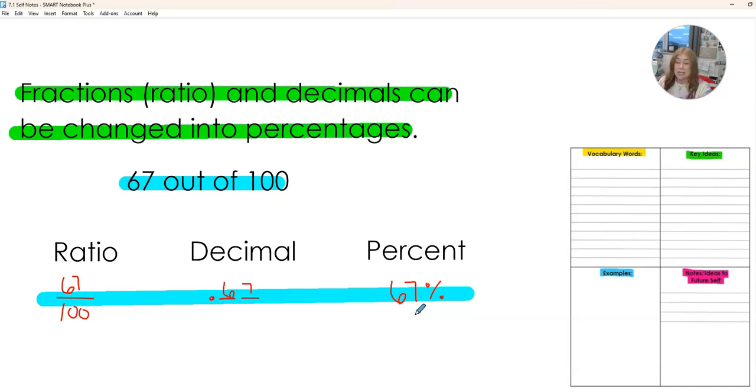If you don't put that percent sign, it's just 67. So these are all out of 100. They're less than a whole. 67 hundredths, 67 out of 100. You didn't get the whole test correct. You only got 67%.